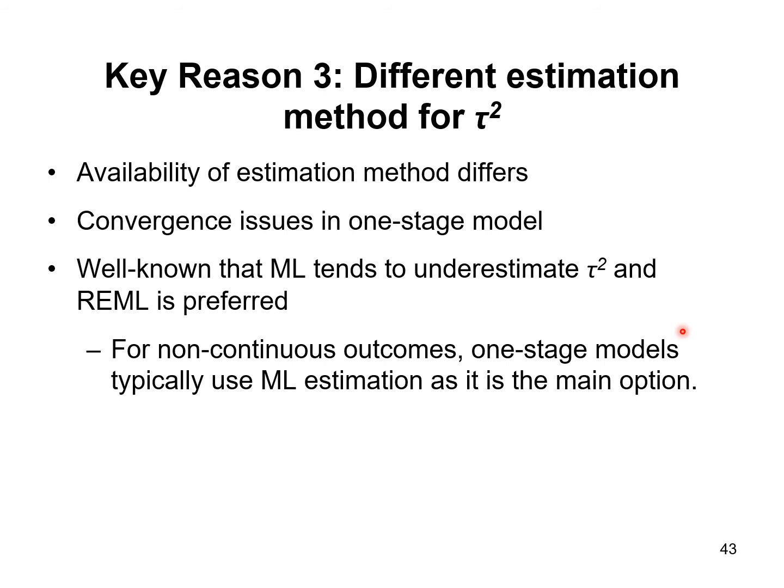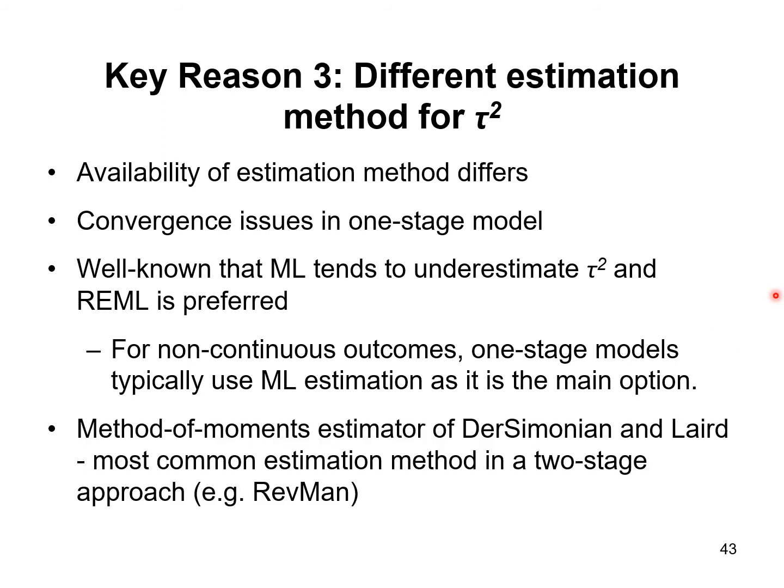But 1-stage models, many 1-stage models do not have restricted maximum likelihood options, particularly for non-continuous outcomes. So another related issue is that in the 2-stage approach, the traditional method is the DerSimonian and Laird method, which is not available in the 1-stage approach. So these different options will lead to differences in the results.